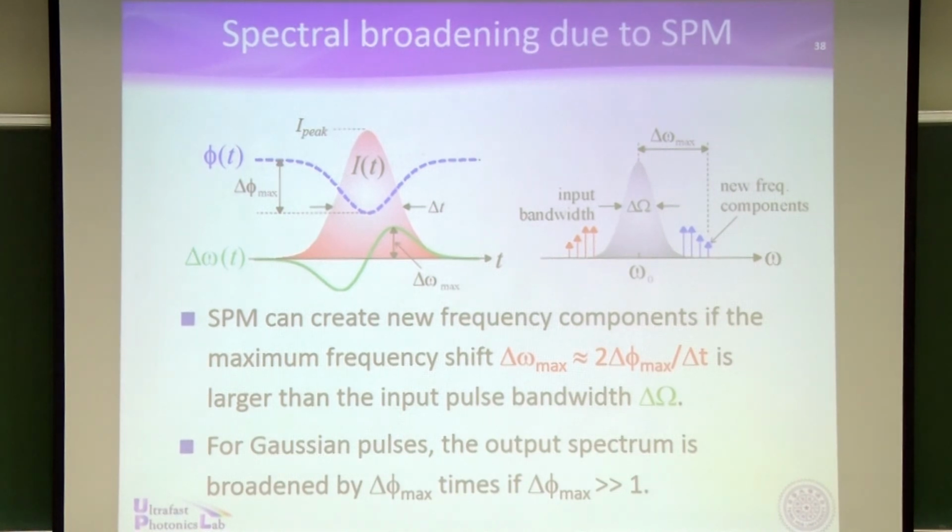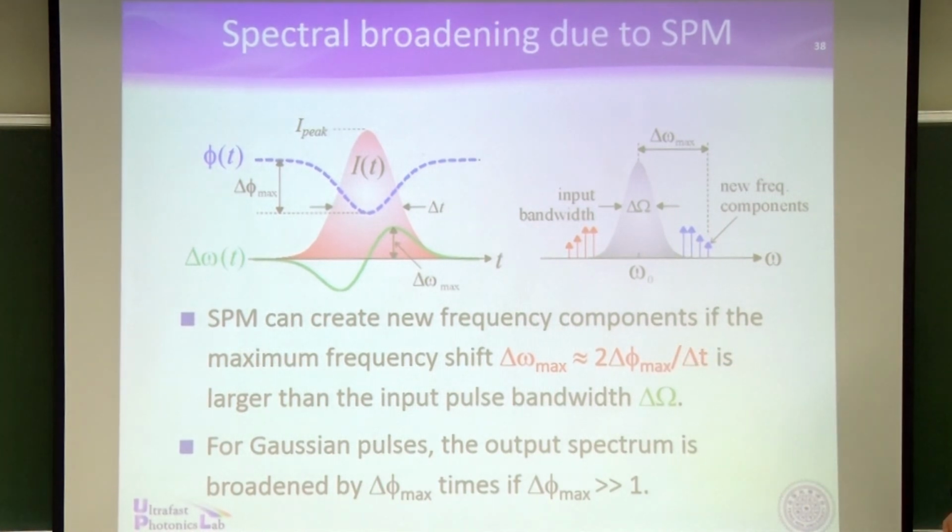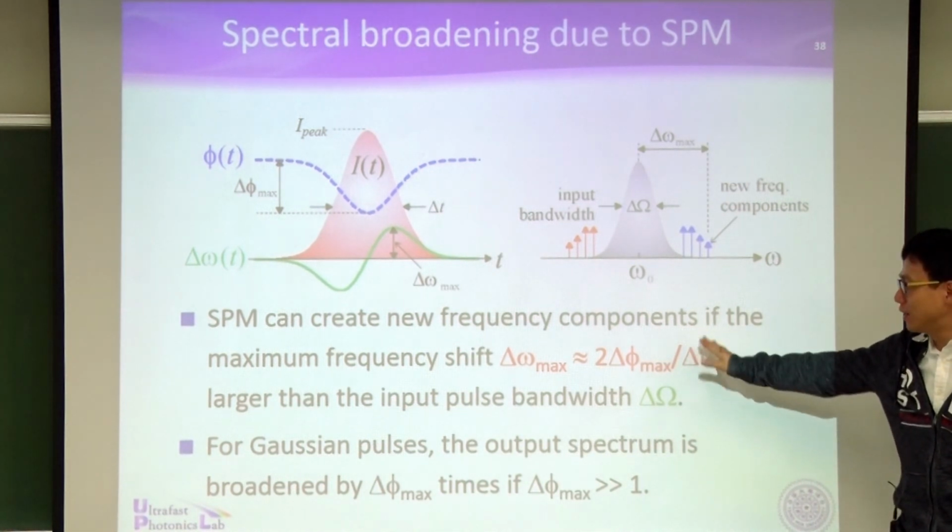Any question? Please? The estimation of delta omega max, does it only hold for Gaussian pulses? Yes. If your shape is very different, this estimation is no longer true. Okay. But it's only for convenience.